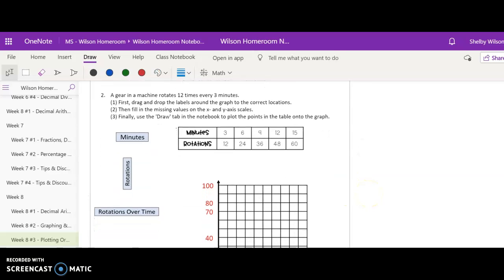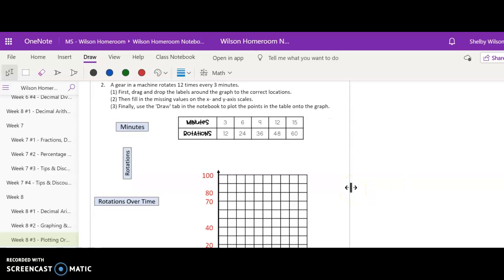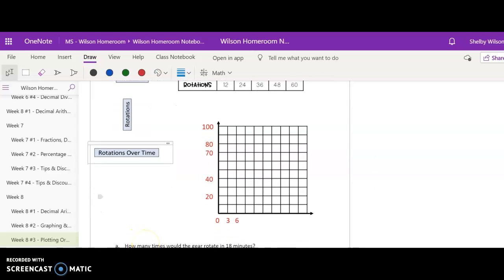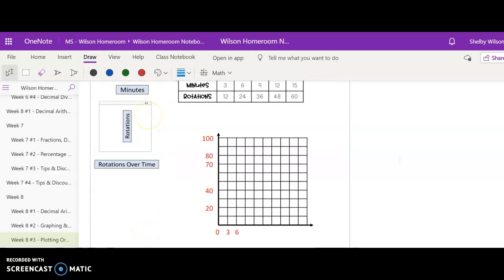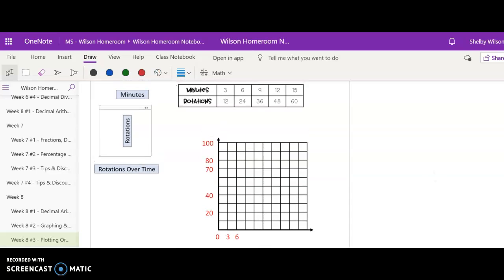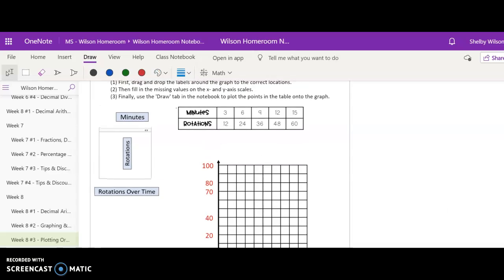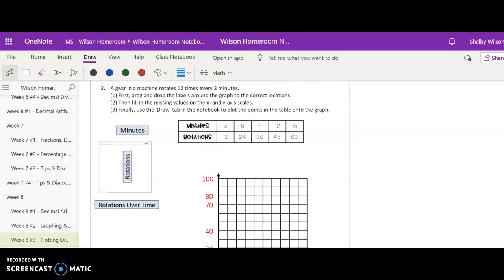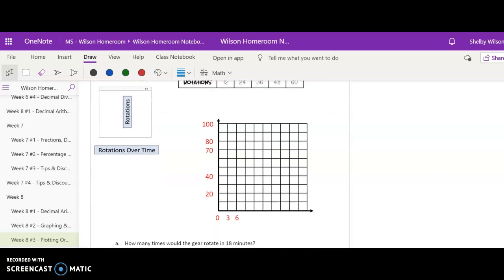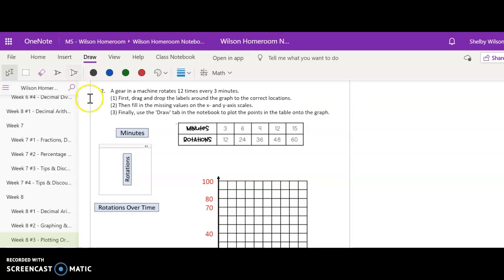Then for problem number 2, we're dealing with a gear in a machine that rotates 12 times every 3 minutes. There are 3 things that you need to do for this problem. First, you need to drag and drop these labels around the graph to where they're supposed to go. So there are 3 labels. You need to decide which one's the title, which one's the x-axis title, and which one is the y-axis title. So which numbers represent the minutes, and which one represents the number of rotations.